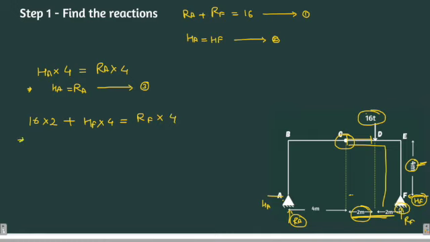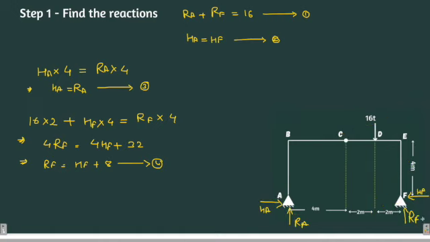So solving this, we can write, I'll make it simpler. 4RF is equals to 4HF plus 16 twos is 32. Or we can write RF is equals to HF plus 8, right? So these are four equations we have got. So now there are four equations and also there are four unknowns. It's very easy to solve them, right? So this was the first step.